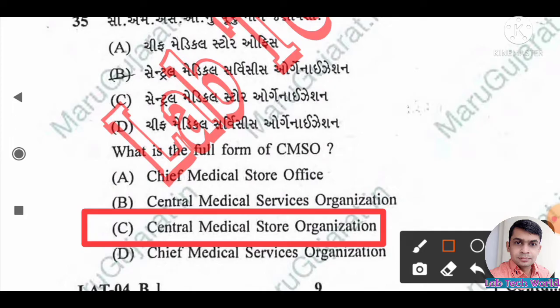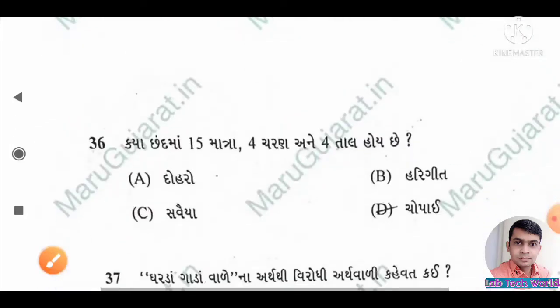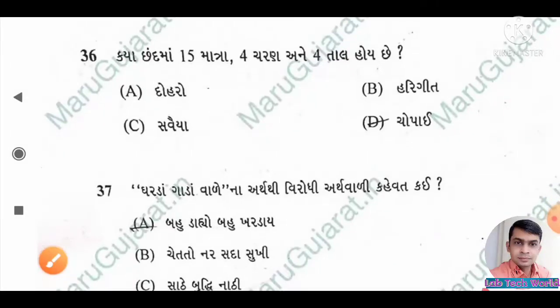Move to the next question, number 36. These 10 questions from 36 to 45 belong to the Gujarati language literature. So you can continue or you can skip up to 45.